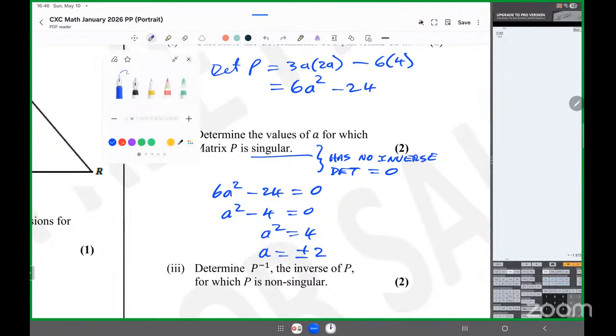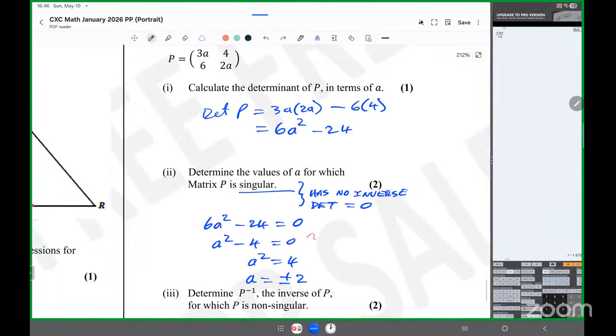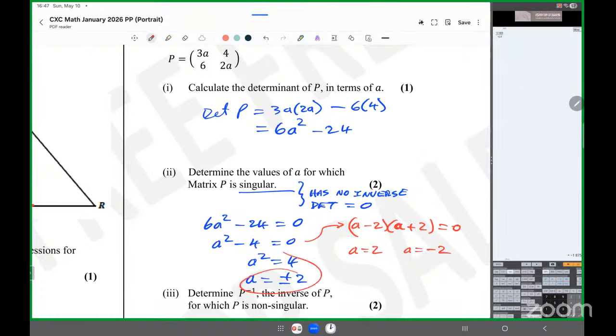Another reason why it is plus or minus 2, I can show you right here. This side is a difference of two squares. So a squared minus 4 is the same as a minus 2 times a plus 2 equals 0 if you factorize it. If this factor equals 0, then you get a equals 2. And if this factor equals 0, you get a equals negative 2. So that's why I have plus or minus 2. All right? So you could have done it this way as well.